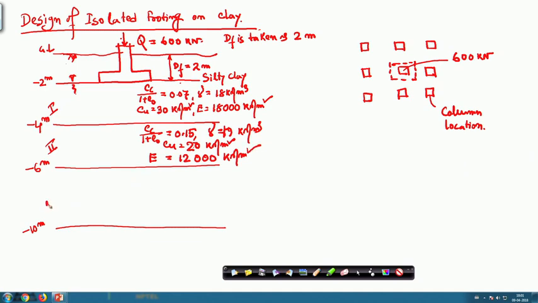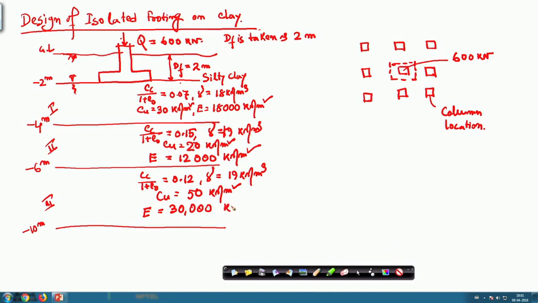For the third layer, Cc/(1+e0) is given as 0.12, the unit weight is again 19 kilonewton per meter cube, the Cu value is 50 kilonewton per meter square, and the E value is given as 30,000 kilonewton per meter square.